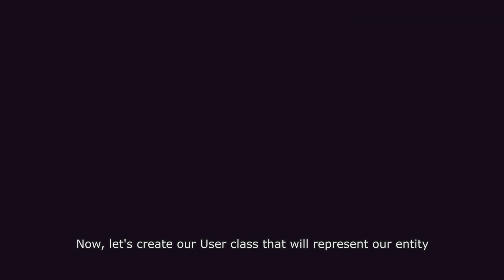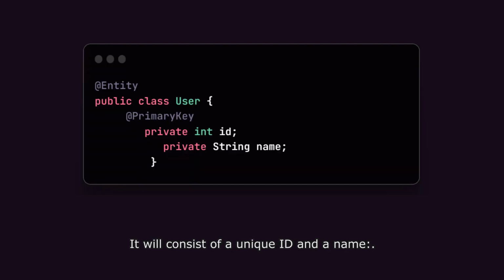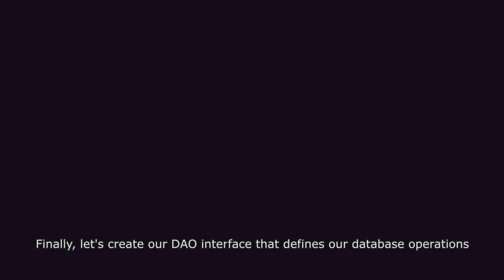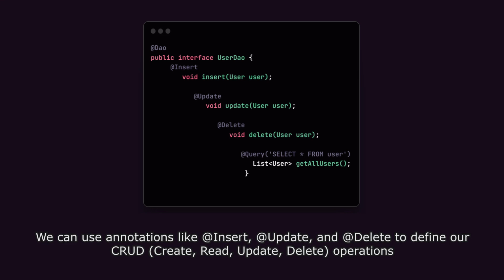Now let's create our User class that will represent our entity. It will consist of a unique id and a name. Finally, let's create our DAO interface that defines our database operations. We can use annotations like Insert, Update, and Delete to define our CRUD (create, read, update, delete) operations.